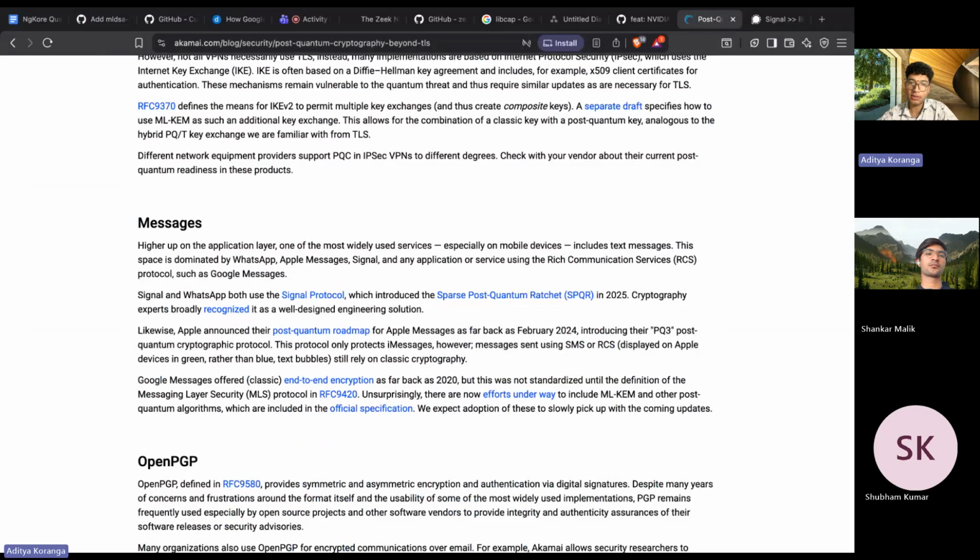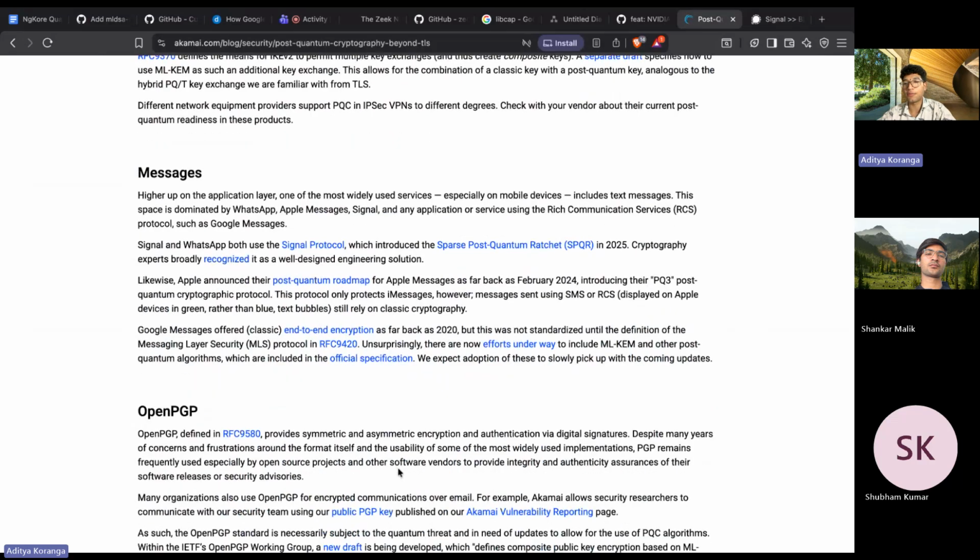Apple has come with the PQ3 initiative for Apple Messages. Now for tools like RCS that Google Messages use, this is by far the most interesting topic to me.